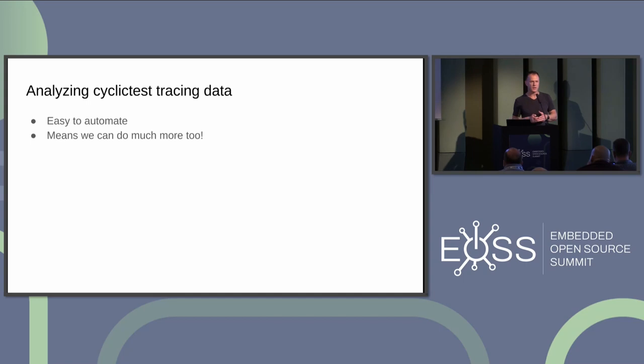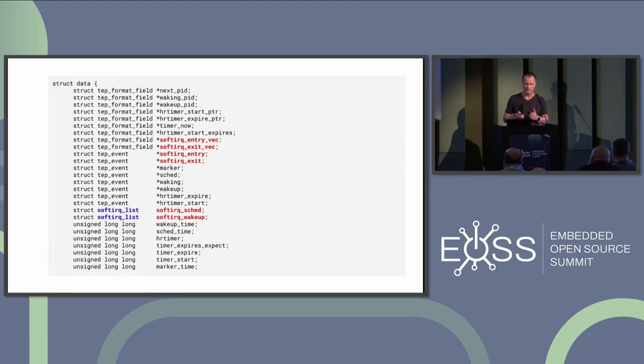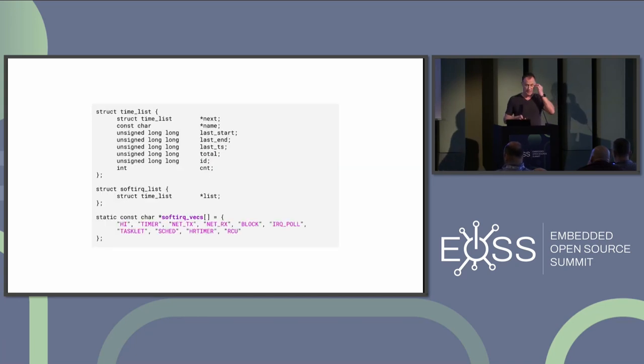So, easy to automate. But it also means we can do a hell of a lot more. Once you start automation, it means we add to it. So, hey, we got soft IRQs. What happens when we look at them? So let's just add more information about soft IRQs. I'm going to make some of these soft IRQ lists to record some information about it. And then in that case, it's going to record like the last time, next time.